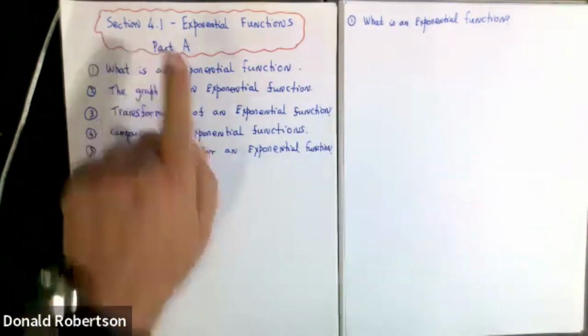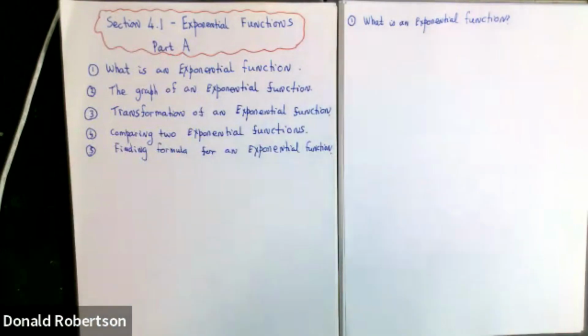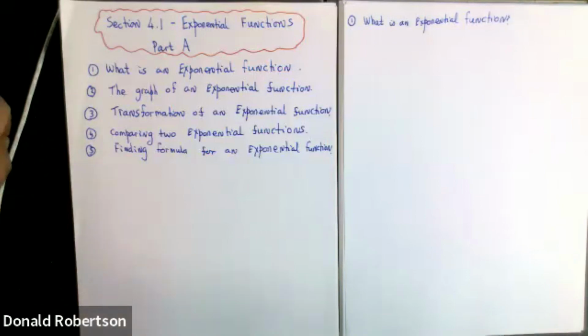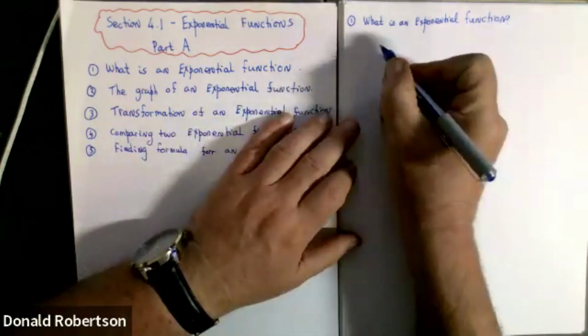So, the homework for section 4.1, exponential functions, is split into two parts. Part A basically is an introduction to what an exponential function is, how you can graph them, do transformations, and compare two or more exponential functions, and also how you can find the formula for an exponential function by looking at just a graph of one and knowing one of its points, just the coordinates of one point on that graph. So let's begin with an exponential function.